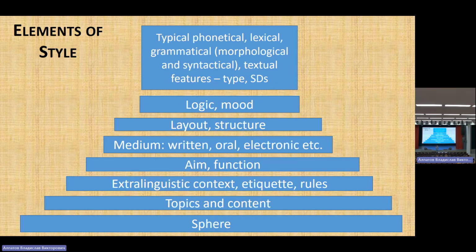This is the same thing, but it's just a different layout. I thought that it might be visually different, right? It's a pyramid of aspects, of elements of style, where the sphere is at the bottom, then topics and content, extra-linguistic context, etiquette and rules, aim and function, medium, written, layout, logic, and finally, the typical phonetical, lexical, grammatical, morphological and syntactical, and textual features. So there are types and stylistic devices. It all comes on top, right?